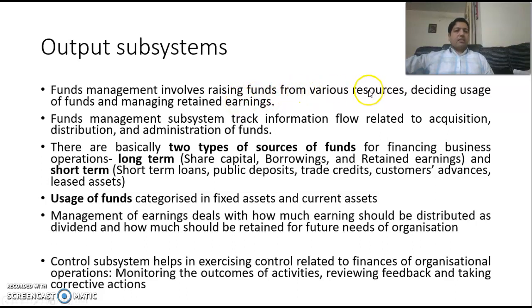There are three areas. Number one, various resources, then deciding usage, and the third is the retaining of earnings. Let us discuss each one. The funds management subsystem tracks information flow related to the acquisition, distribution and administration of funds. There are basically two types of sources of funds for financing business operations, long term as well as short term. Within long term, we discuss share capital, borrowings and retained earnings.